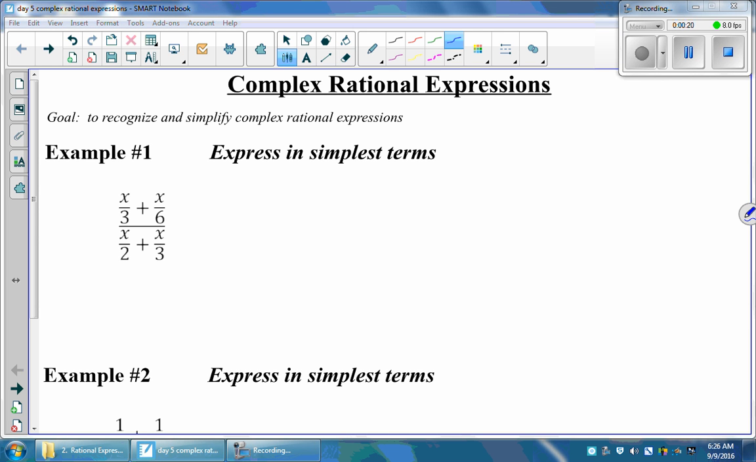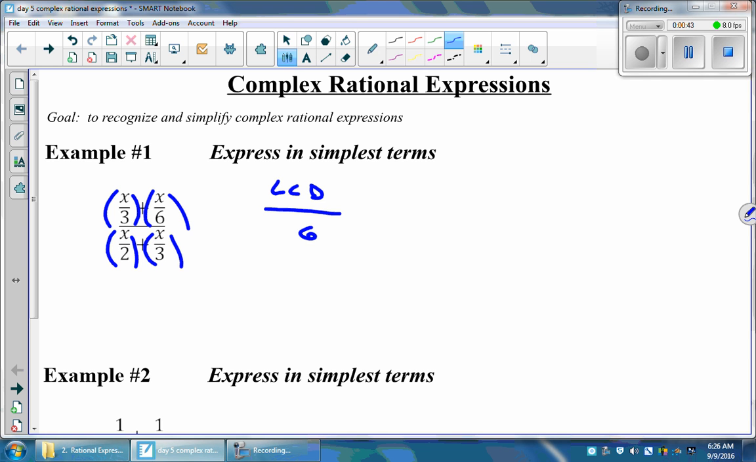To simplify a complex rational expression, I'm going to start by finding a common denominator, which is going to be my LCD. When I look at my denominators, I see a 3, a 6, a 2, and a 3. I'm going to find the least common multiple for those denominators. The least common multiple for a 2, a 3, and a 6 is going to be 6. Once I find the LCD, I'm going to multiply each of these fractions by that common denominator.